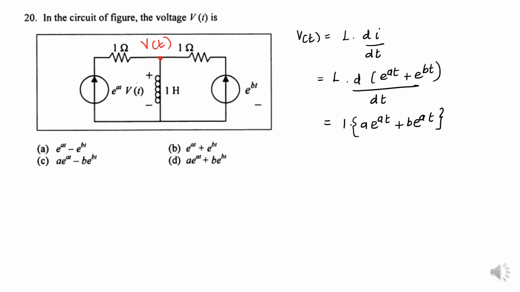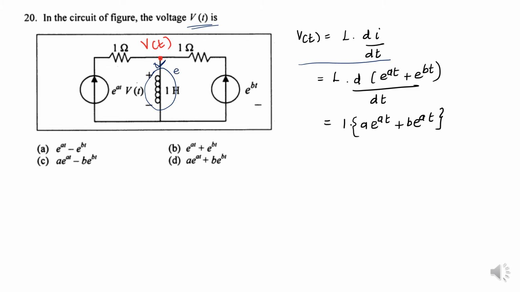Next problem, in the circuit of figure, voltage V of t. So what is V of t? V of t for the inductive circuit, the voltage across the inductor. So what is V of t? L into di by dt. Here I don't know the value of current. So what is the current flowing here?